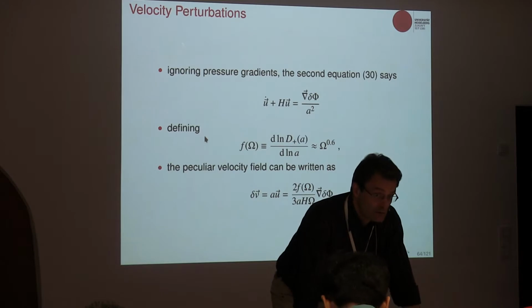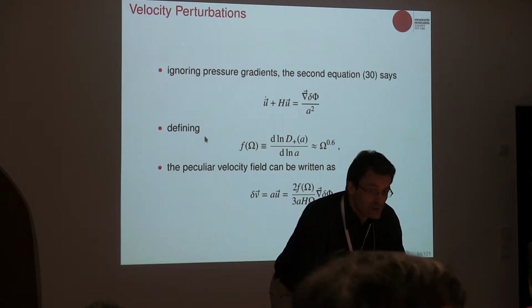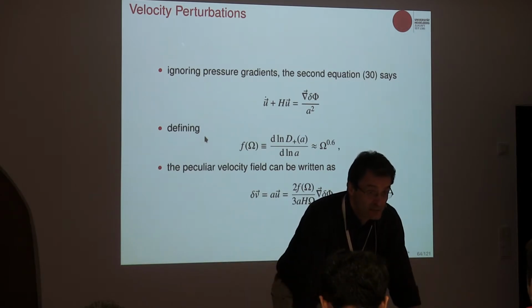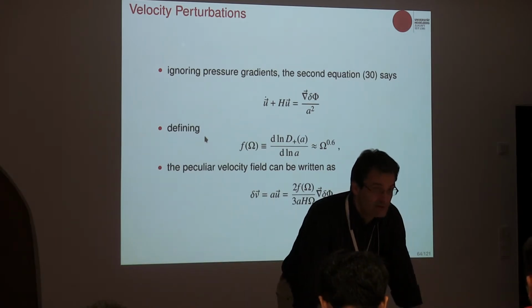Strictly speaking, we don't know. We just extrapolate this from the Milky Way. So we are assuming that there's some universality in stellar evolution.